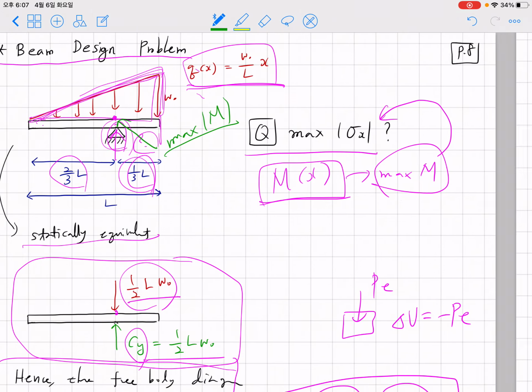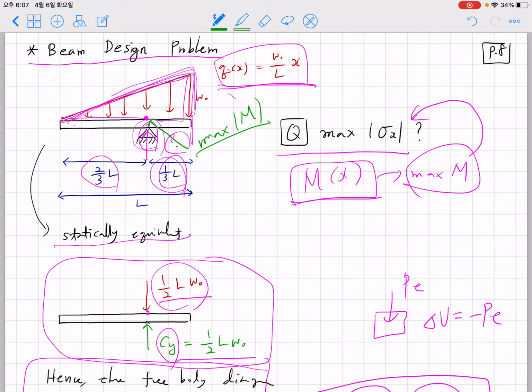Here what we have to realize and learn is that, in addition to simply relating sigma and M, in this problem we have to also obtain the full information about M over the entire beam, and out of the entire beam, locate the position with the maximum absolute value of M. After that, you apply the knowledge we learned back in chapter 4. So this is a problem combining the knowledge of the previous chapter and the current chapter. With that, let me finish today's lecture.